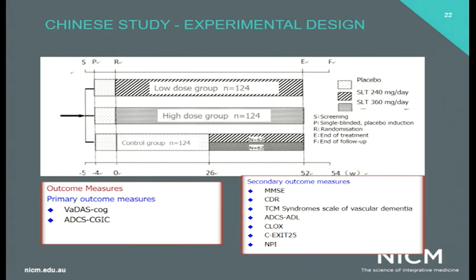In the Chinese study, this is a dose determination phase 2 study, which is bigger. They recruited 325 vascular dementia patients. They tested 2 doses, low dose and high dose, and had a placebo control, but only for 6 months, because after the 6 months of placebo, they randomly allocated them to either the high dose or low dose, which is quite a unique experimental design.